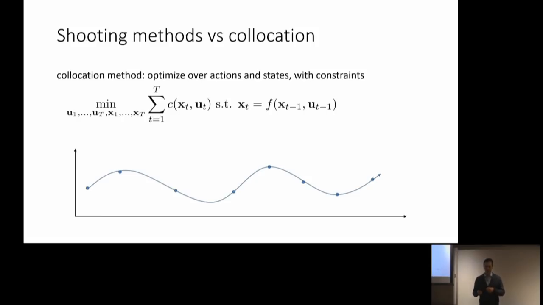And then usually the way that you do it is you would actually do some kind of relaxation and gradually enforce this constraint. Okay, but we're going to talk about shooting methods, which are methods that optimize over the actions and treat the states as sort of a deterministic consequence of those actions.